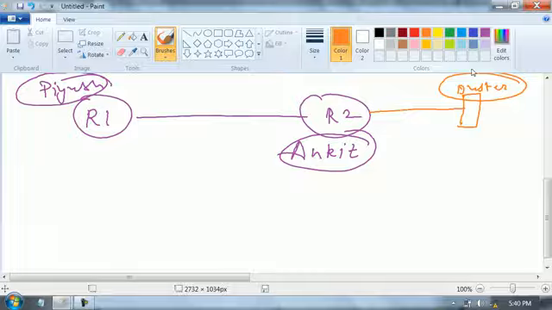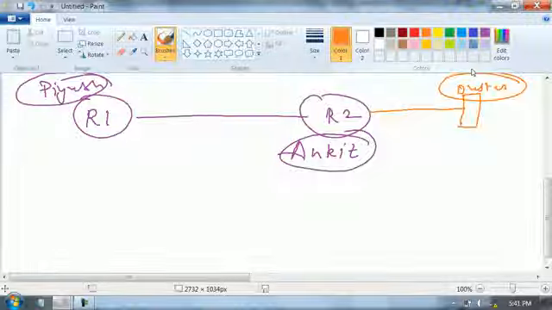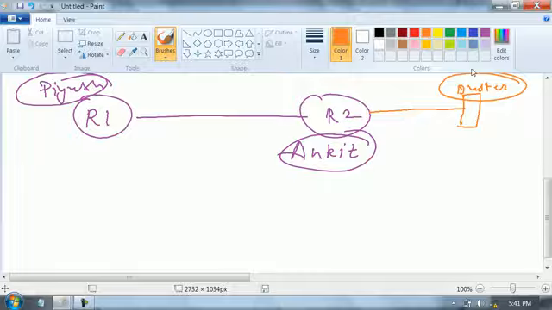When will there be a need? When we have indirectly connected networks, then there will be a need to configure routing. Otherwise, there is no need to configure routing. Agree? In this case, if Ankit wants to see the duster, there is no need. There will be routing, but there is no need to configure routing. Router will always perform routing, whether networks are directly connected or indirectly connected.